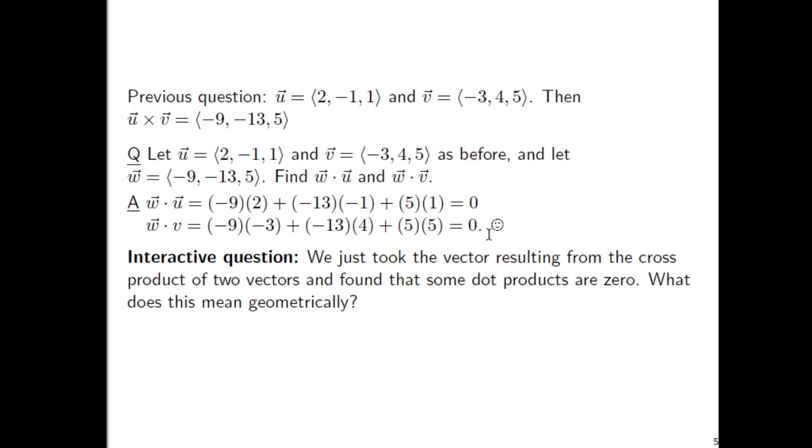Wait a second. Interactive question, go answer this. We just took the vector resulting from the cross product of two vectors and found that some dot products are 0. What does this mean geometrically?